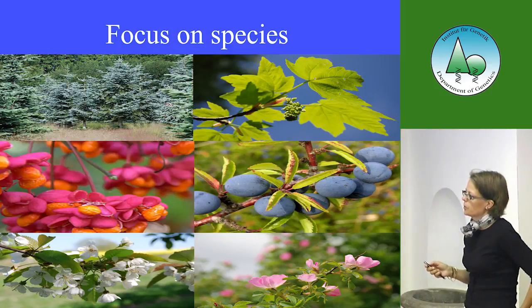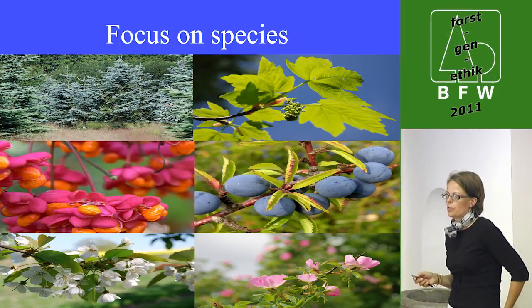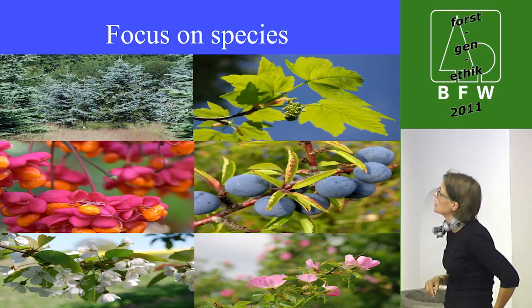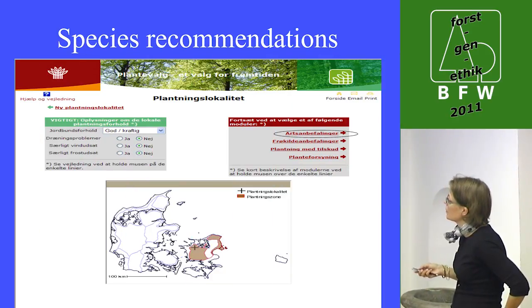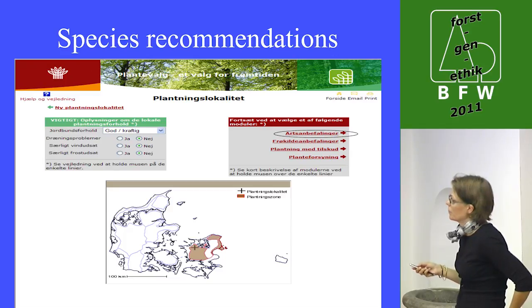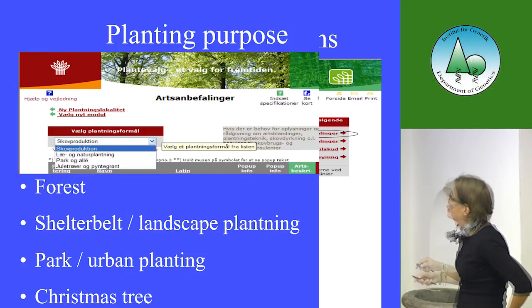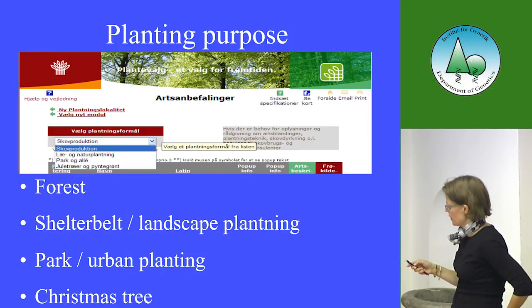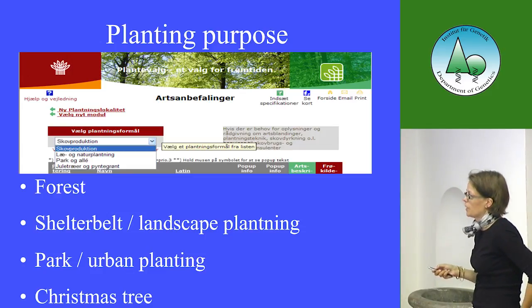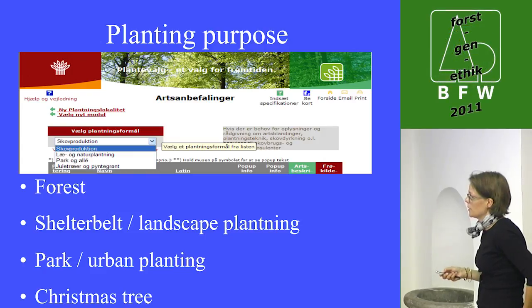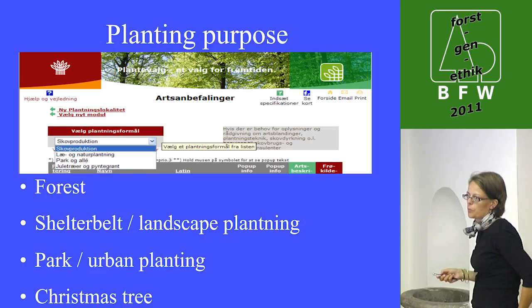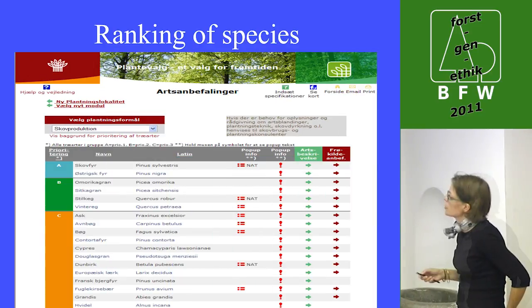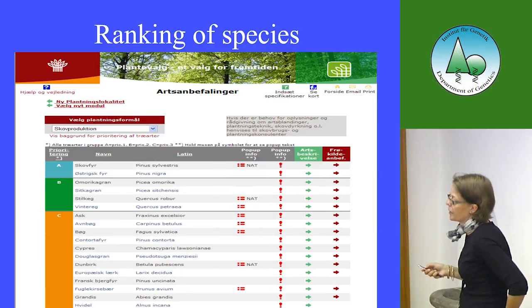And if we then focus on the entrance of species to get species recommendations, then you click here. We are back on the page from before. You click here, and then you are asked, what do you want to plant? Do you want to plant forest? Do you want to plant shelter belt or landscape planting? Do you want to plant in urban areas? Or is it Christmas trees you want to plant? And then you select, and I selected forest.